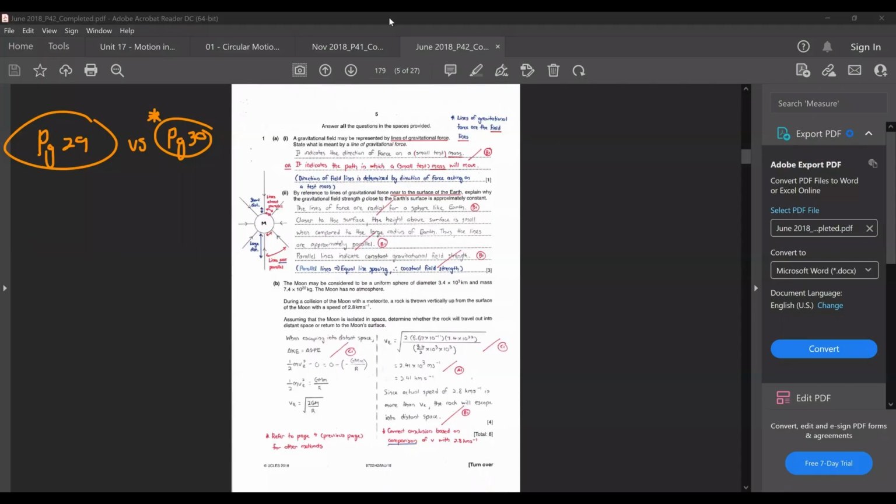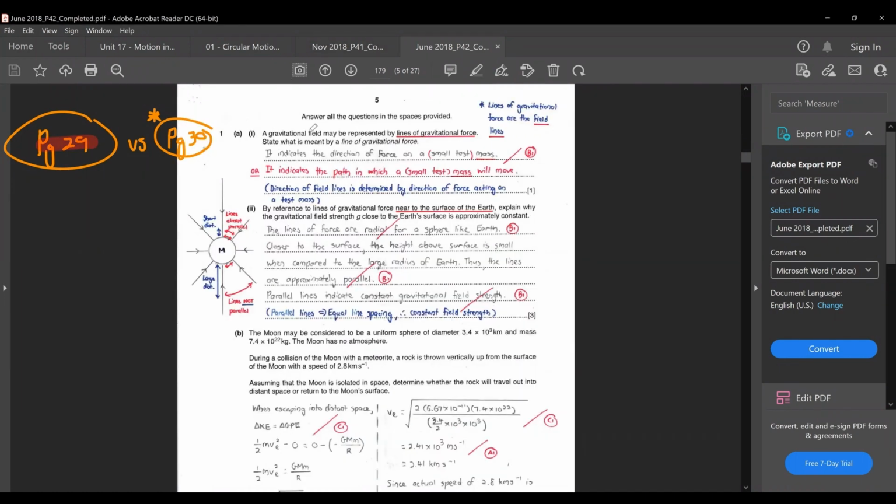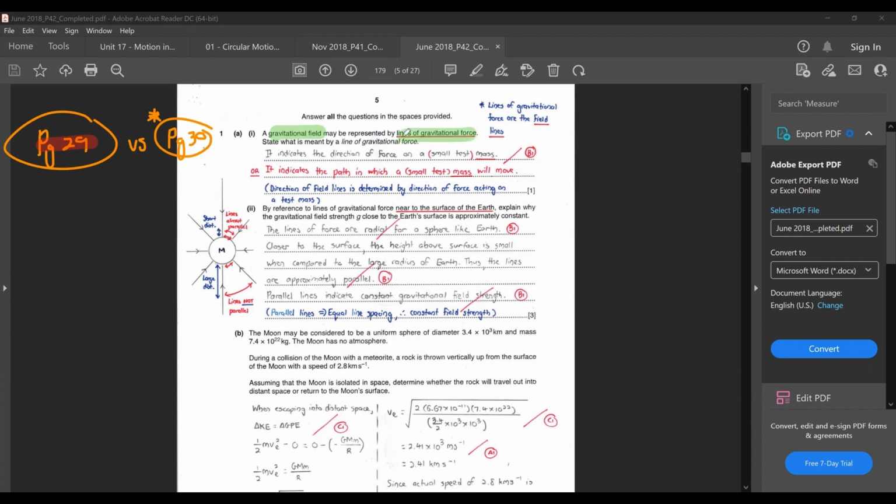Now, let's look at page 29. It was mentioned to you that a gravitational field can be represented by lines of gravitational field. When you hear mention of things like lines of gravitational force, like the ones you're seeing in the question here, it's actually referring to your field lines. Gravitational field may be represented by field lines, like what I mentioned in the first part of your lesson for this chapter. So state what is meant by a line of gravitational force. State what is meant by a field line. What does a field line actually tell you?